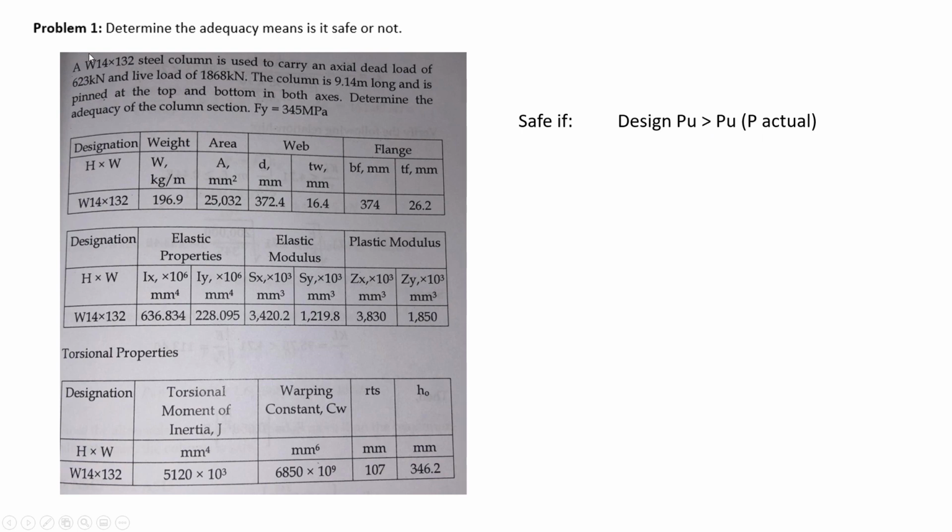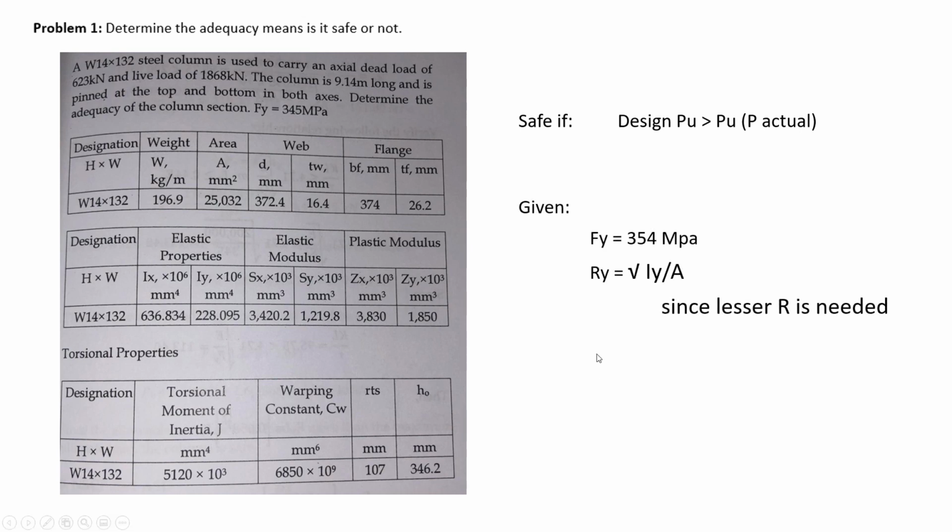In this problem, the column is 9.14 m, pinned at top and bottom. Pinned, okay? K is 1. Determine the adequacy. So our question is, is the column section adequate? We have Fy 345. We need to solve for the design PU, then compare it to the PU of 3736, combined using 1.2 DL plus 1.6 live load. We also have the givens here. Alright, let's start.